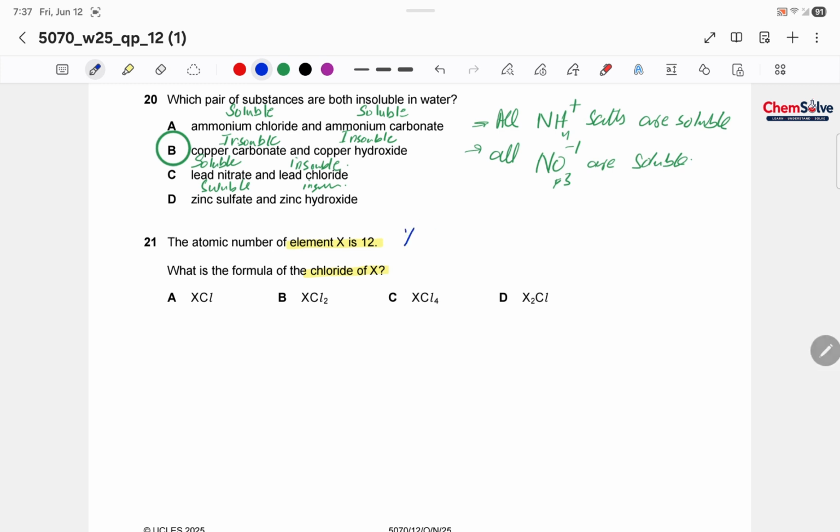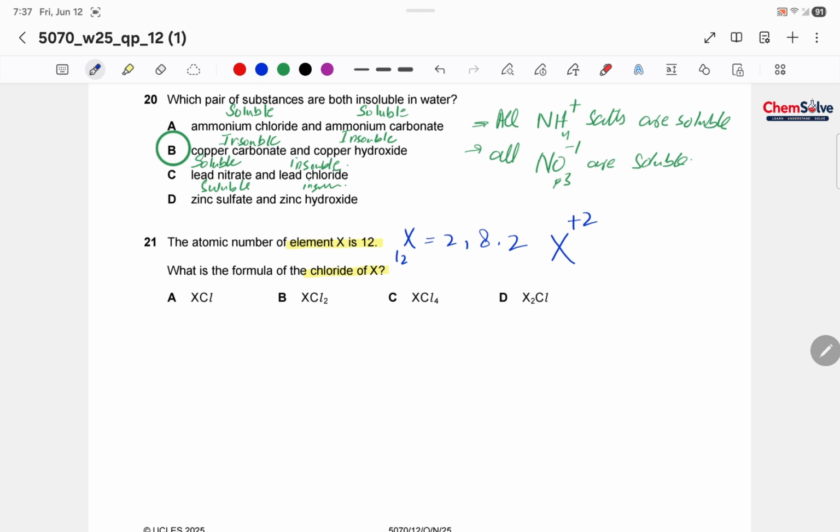So X12 is 2, 8 and 2. It means it has 2 electrons in the last shell. If it has 2 valence shell electrons, it means it belongs to group 2. It is an alkaline earth metal. Okay, so if it belongs to group 2 of the periodic table, then it would have the charge X positive 2 on it.